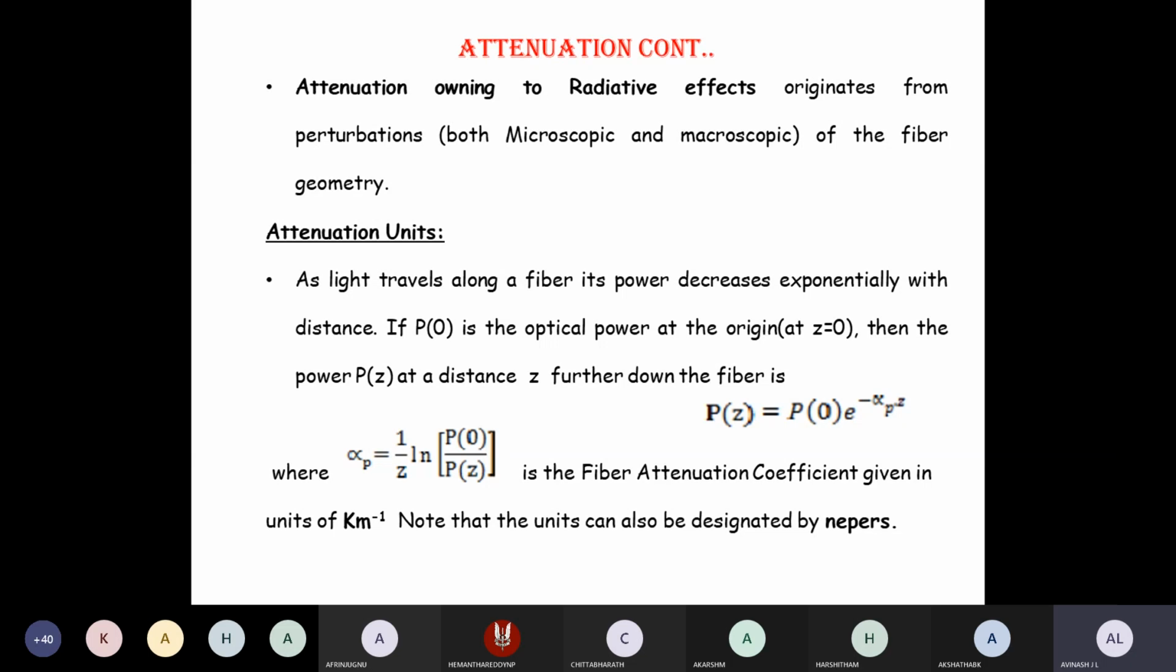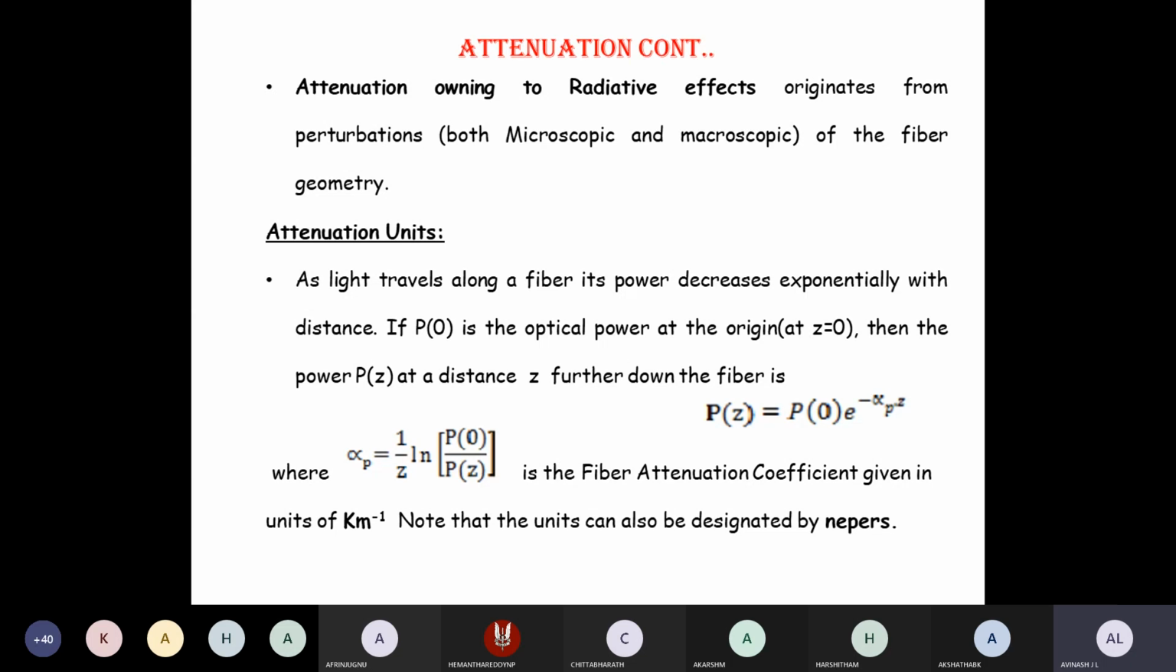You can see that on the right side of the PPT: P of z equal to P of 0 into e to the power of minus alpha suffix p into z, where z is the distance and P of 0 is the optical power at the origin. What is that alpha suffix p indicating? Alpha suffix p is equal to 1 by z ln P of 0 divided by P of z. The meaning of this equation is the fiber attenuation coefficient.